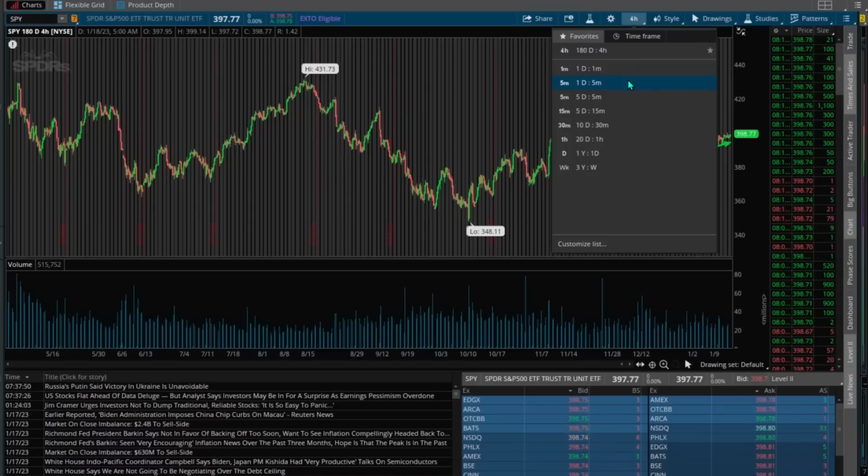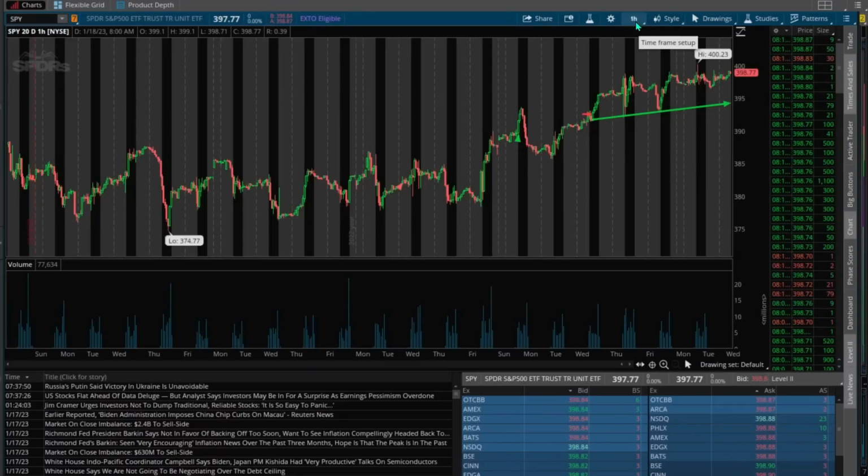So macro trend, macro point of view, I have an understanding of what the chart looks like. This is just you walking through different time frames to understand, okay, where do we catch support? Where do we catch resistance previously? And where are we now? So I'm going to go ahead and go to the 20-day 1 hour.